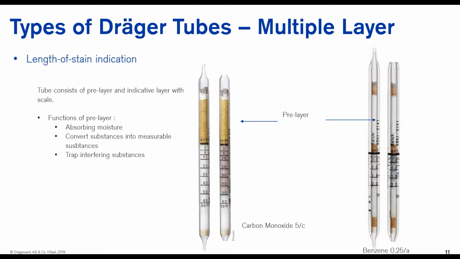Next, the other function of the pre-layer is to trap the interference substances. So it acts like a net. Some substances may introduce cross sensitivity to the reagent system, so the pre-layer acts as a net to trap these interference substances. So this is the discoloration that you will see with these two tubes.